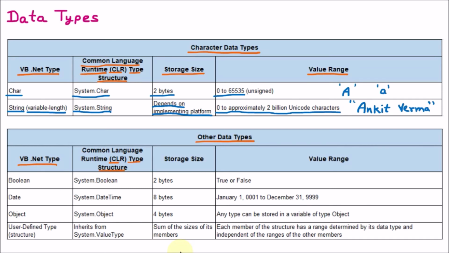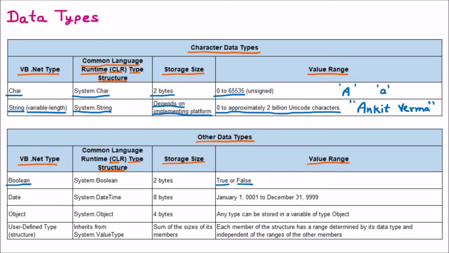Then further we have the storage size, and then the value range. The first data type in the other category is the Boolean. We know that sometimes we don't have to store characters or numbers. Sometimes we want just true and false. Whenever we apply an if condition, for, or while, they work on true and false values.